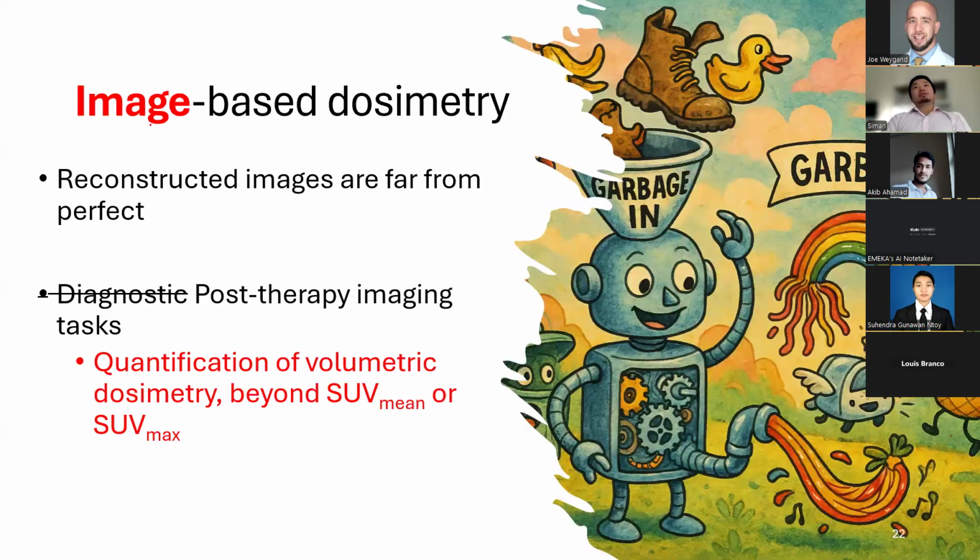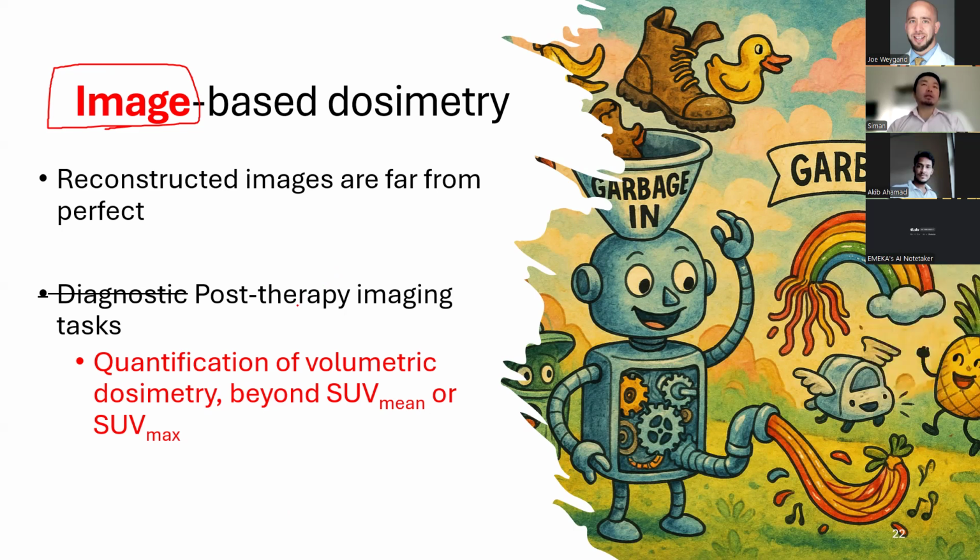So now let's discuss how we do image-based dosimetry. Image-based dosimetry puts a lot of emphasis on the images. Garbage in, garbage out: reconstructed images are far from perfect. That's why, when we reconstruct, we have to keep that in mind and set the proper objective function, because not all images are created equal.